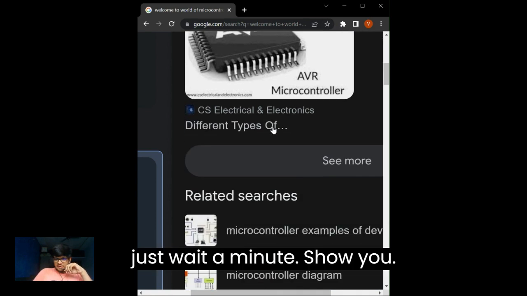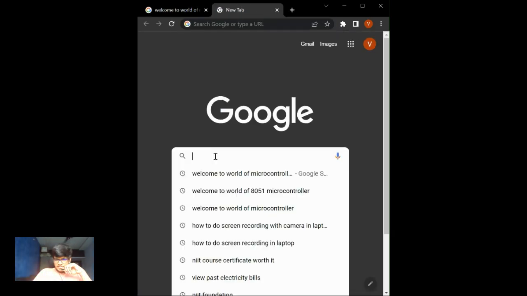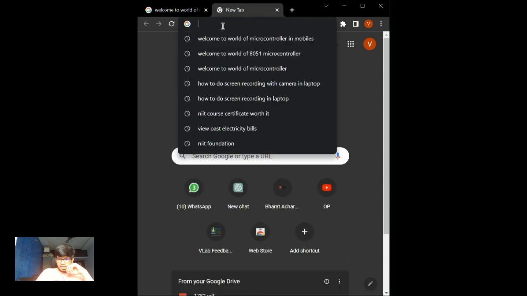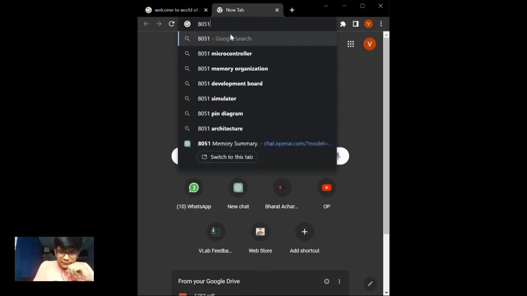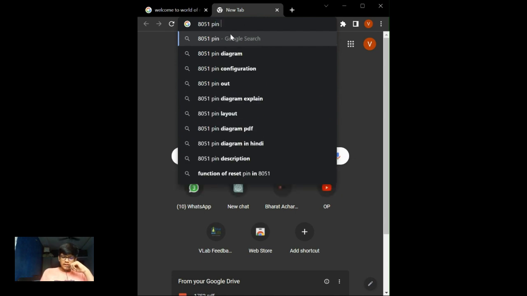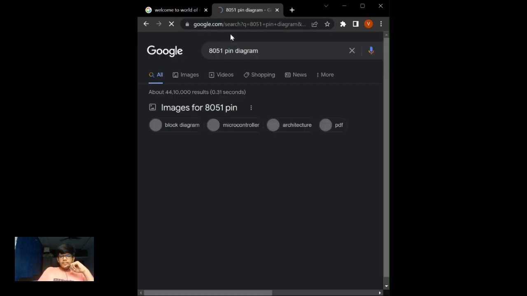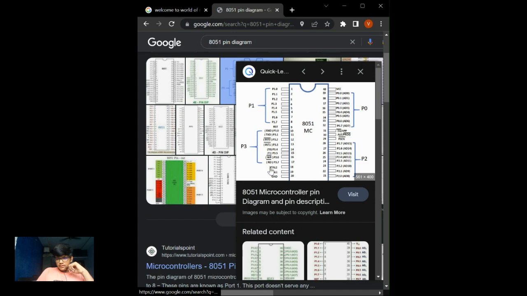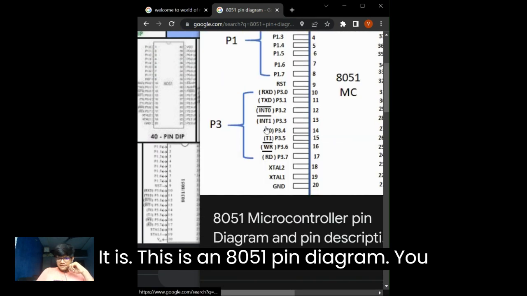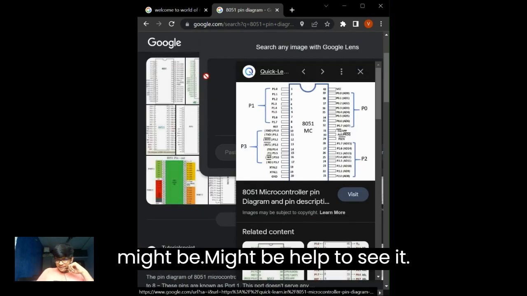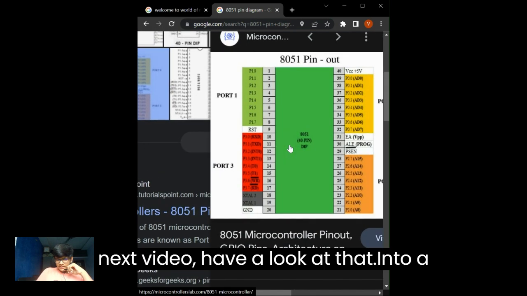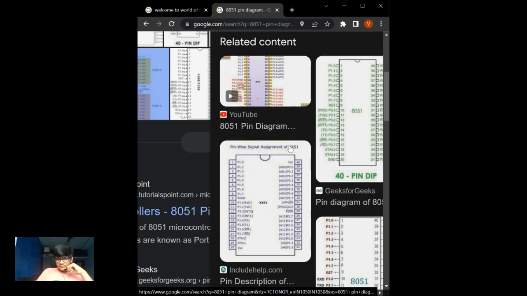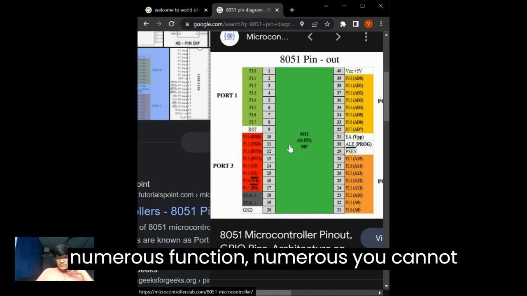I will show you, just wait a minute. This is an 8051 pin diagram. You might be able to see it. I will explain it in another video, in the next video. Have a look at that. It does numerous functions. Okay, numerous.